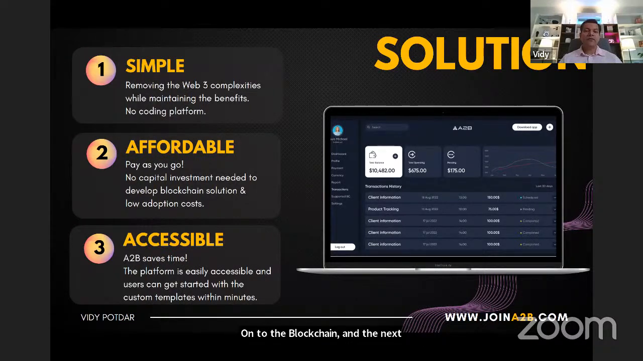And the next benefit is that it is accessible, right? We are making blockchain technology easy for anyone to use who wants to leverage the power of blockchain. So those are the three things that we are quite proud of when we built the A2B platform.